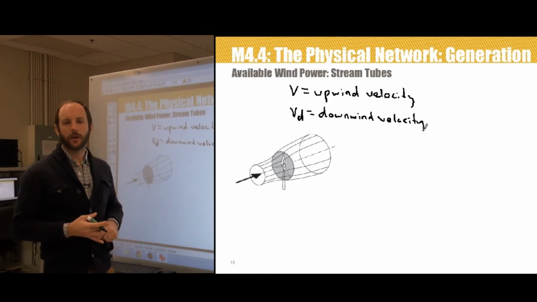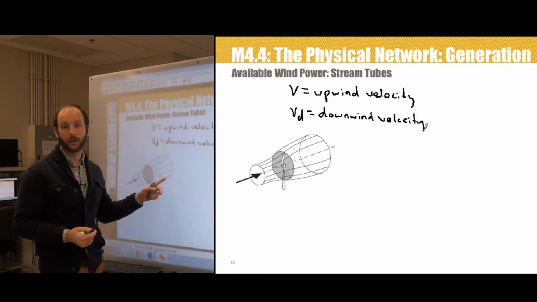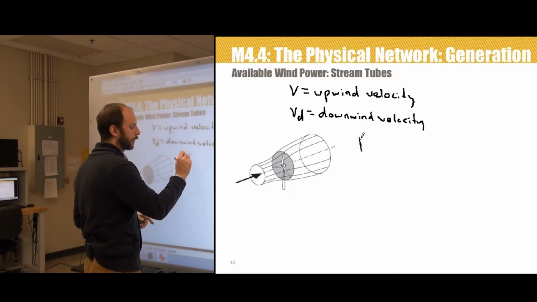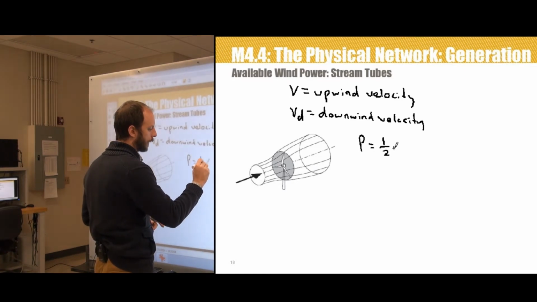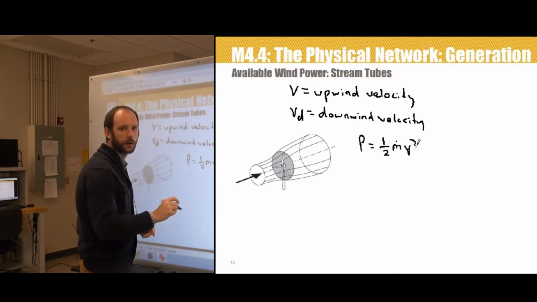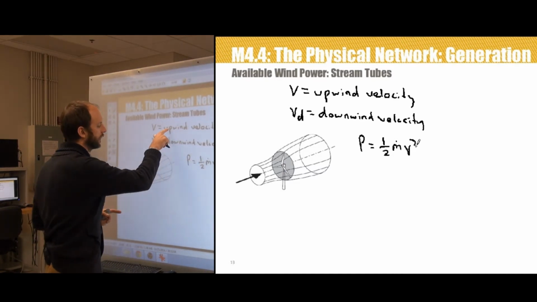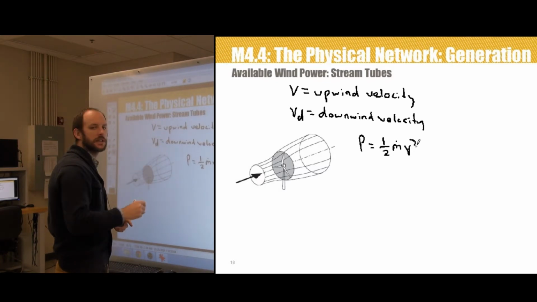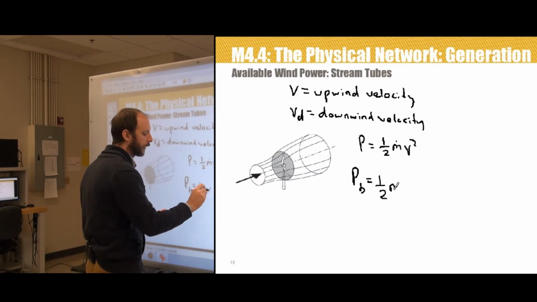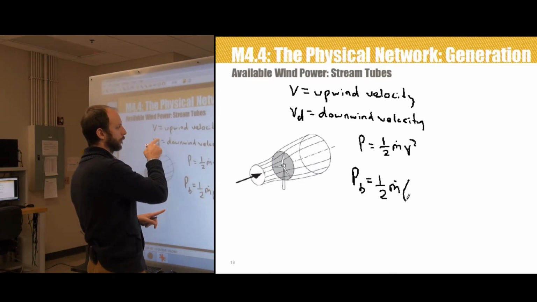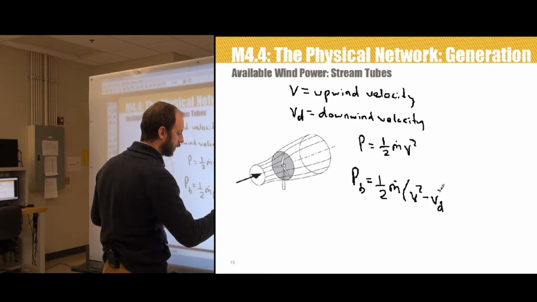The power extracted by the rotor blades is going to be based on the difference between the power in the upwind velocity and the power in the downwind velocity. So power, remember, is just equal to 1/2 mass flow rate times velocity squared. So the power extracted by the rotor blades is going to be 1/2 mv squared minus 1/2 mvd squared, or PB is equal to 1/2 the mass flow rate, m dot, times V squared minus Vd squared.